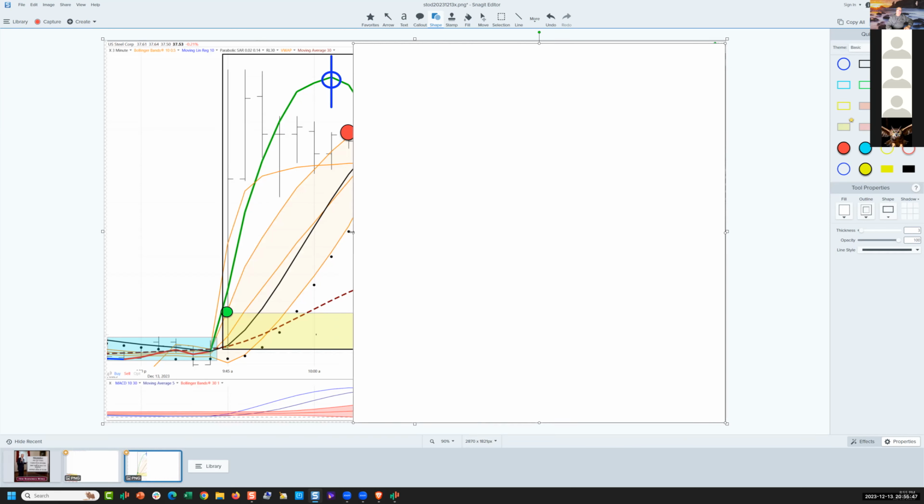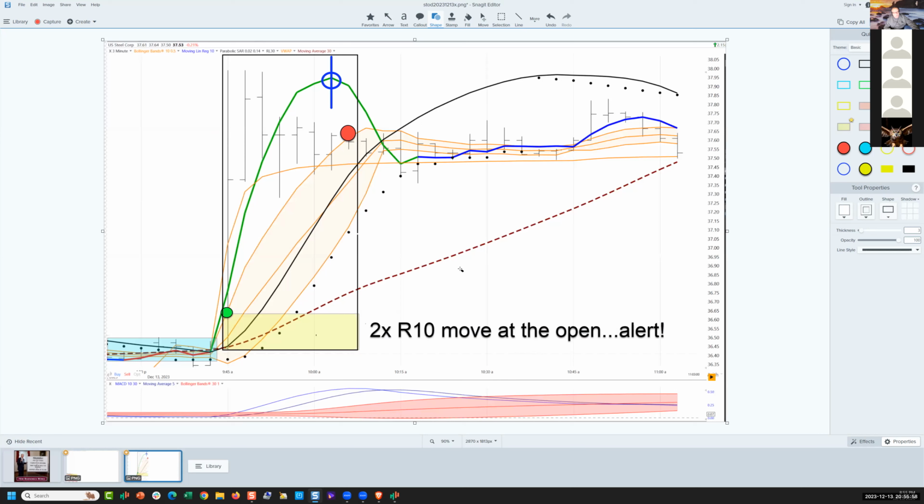In retrospect, I probably should have gotten out in that first bar and just taken the gift. And then I was setting up for the Fed, so I didn't do anything else. And this move off the bottom here, that was two R10s. That's a double-sized safety box right there.